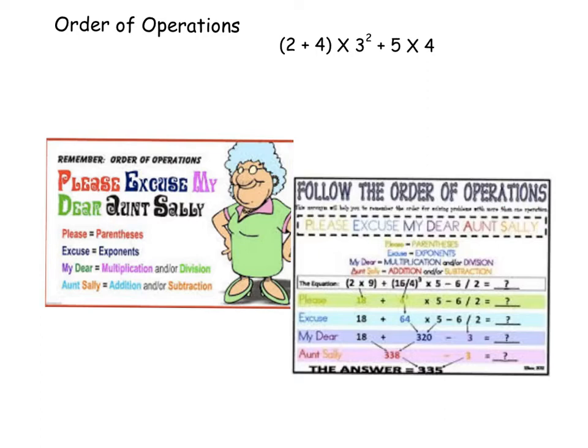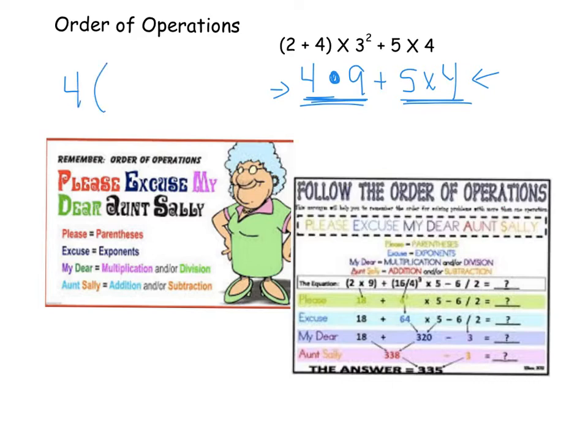So I'm just going to use order of operations just to remind you. Please excuse my dear Aunt Sally. So I have my parentheses, so 2 plus 4 is 6, times, and then the next thing would be exponent, so I'll go ahead and do that, plus 5 times 4. So I can see that I could use the distributive property here. I see I have a 4 in both of my products. So I could pull out a 4 and do 4 times, and what I would be left with if I divided out a 4 here and a 4 here is 9 plus 5. 9 plus 5 is 14 times 4.